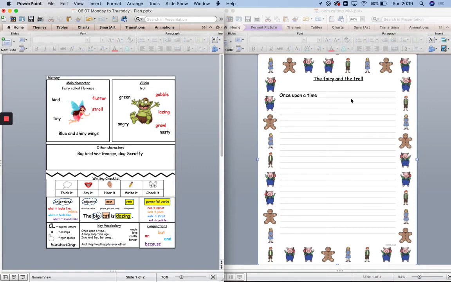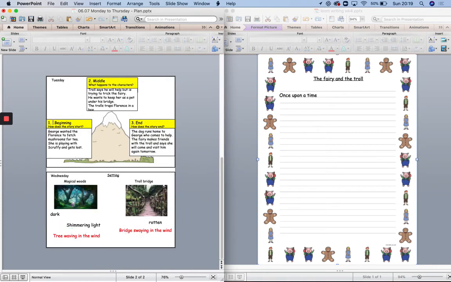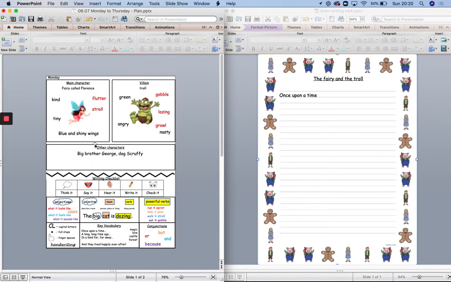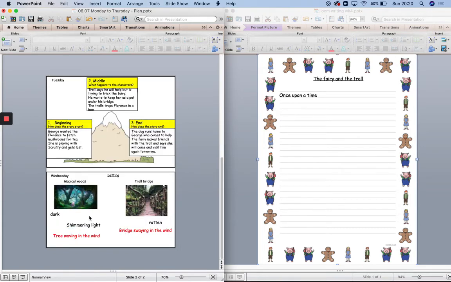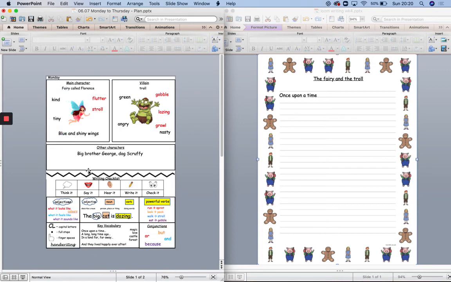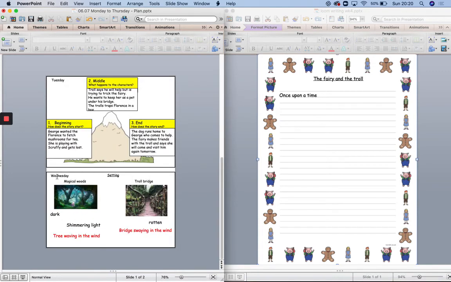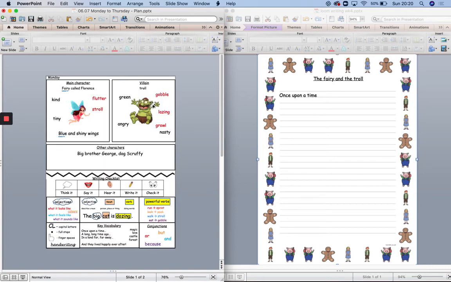I'm going to start it with once upon a time. I'm going to think about that sentence. So I need to say a little bit about Florence and where she lives with her brother George. So once upon a time, I'm going to say it to you now, there lived a fairy, a tiny fairy called Florence, who lived with her brother George in the magical woods. So that's a very long sentence. I'm going to have to keep saying it to myself, just hearing the sounds that you can in the story.